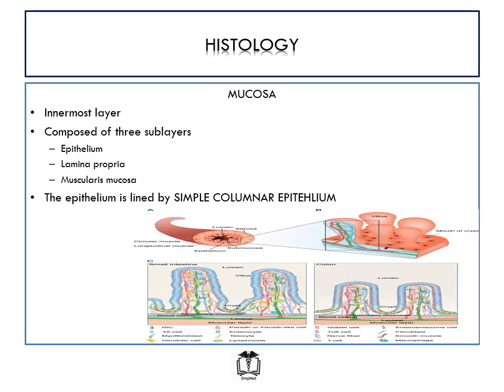Let's talk briefly about the mucosa layer of the small intestine. This is the innermost layer of the small intestine. It is composed of three major sublayers. This includes the epithelium, lamina propria, and the muscularis mucosa. The epithelium of the mucosa layer of the small intestine is lined by a simple columnar epithelium.